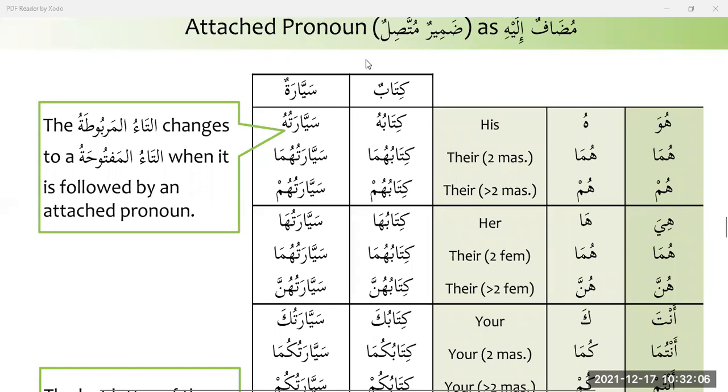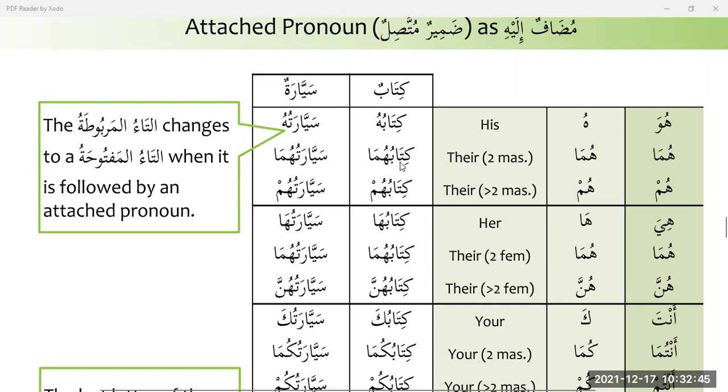So when they are mudaf: kitabun, sayaratun. Kitabuhu, we attach to kitabun here hu, his book, kitabuhu. So kitabu is mudaf and hu is mudaf ilayh. Sayaratuhu, sayaratu is mudaf and hu is mudaf ilayh, his car. Kitabuhu, his book, sayaratuhu, his car.